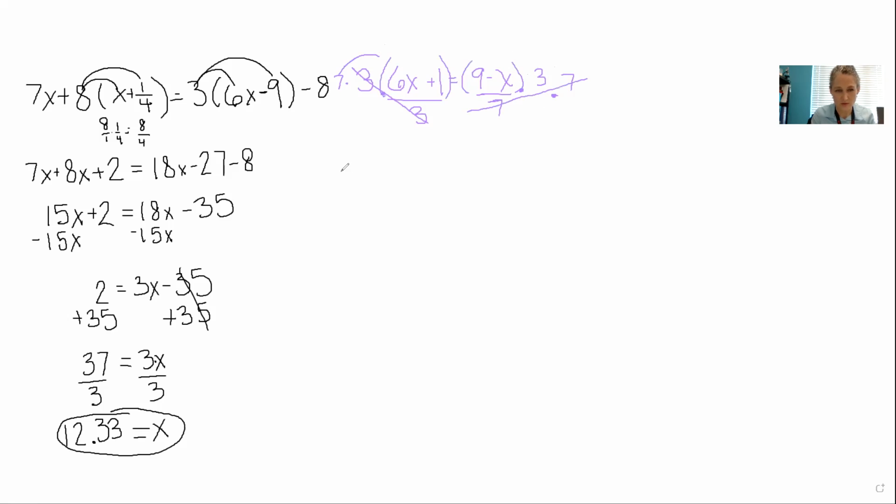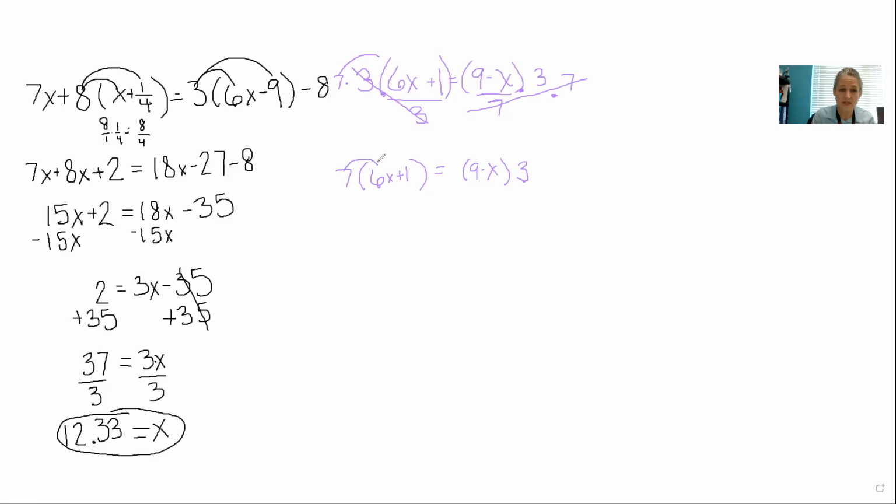So I'm going to just write this out and make it a little bit prettier. 7 times 6x plus 1 equals 9 minus x times 3. Now, could I have written the 3 in front like the 7's in front? Sure, it doesn't matter what order it goes in because it's multiplication. I just wrote it this way because that's the way it's written up here, and it works.